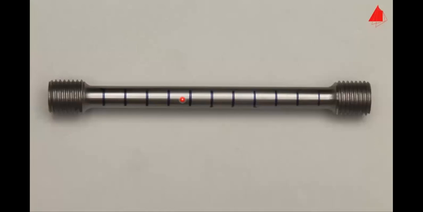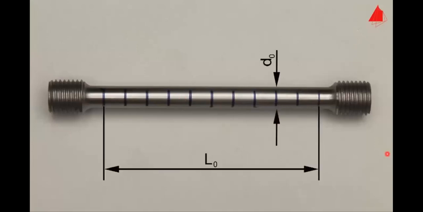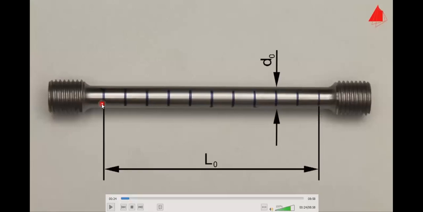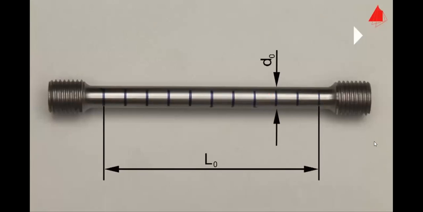The test piece has a cylindrical test region with an original diameter of 10 millimeters and an original gauge length of 100 millimeters. Okay, so this gauge length is 100 mm, and this diameter is 10 mm. Remember this. Within this test region, distance marks have been drawn at regular intervals. They help to visualize and measure the plastic behavior of the specimen.